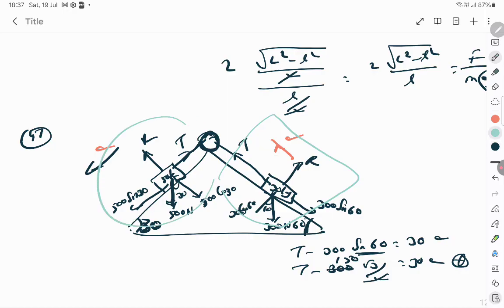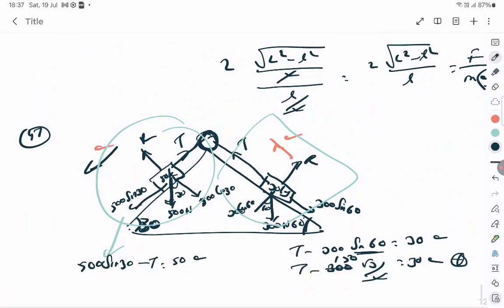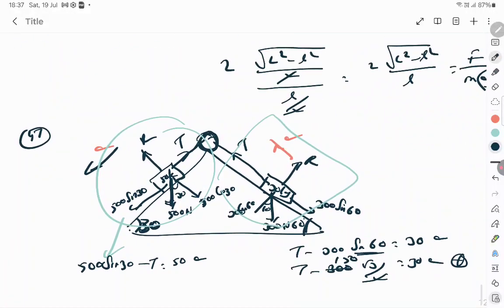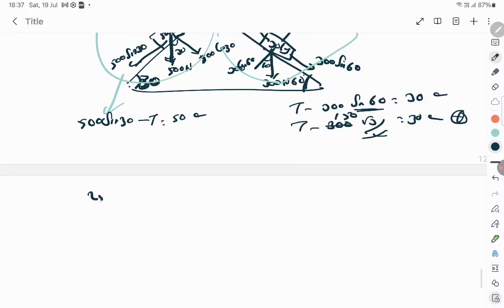Let's take the free body diagram for this. You know that the downward 500 sin 30 is much more than T. So 500 sin 30 minus tension is responsible for that mass 50 to accelerate. You know two equations. What is sin 30? Sin 30 is 1 by 2. So it's 250 minus capital T is equal to 50 into A, and this is my second equation.